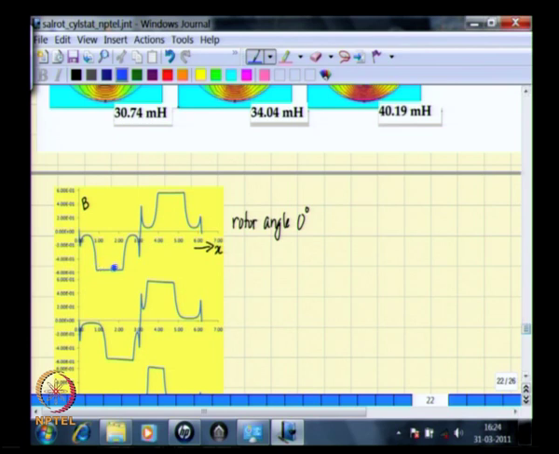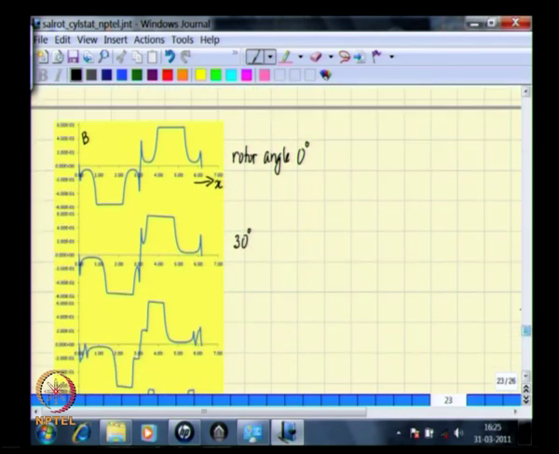Flux density levels here are high and elsewhere it is quite low. But what happens when the rotor moves? This plot is drawn for a rotor angle equal to 30 degrees, and you see here that flux density levels here and here are high.